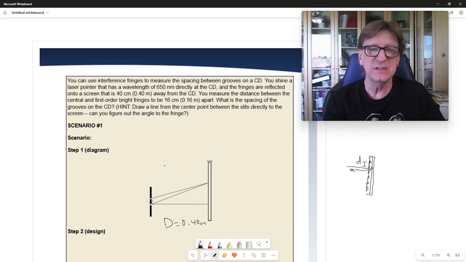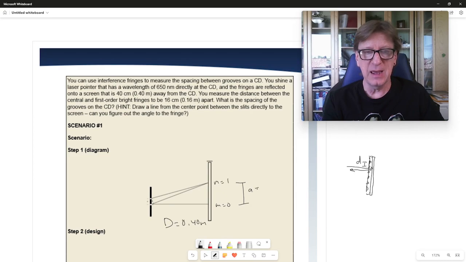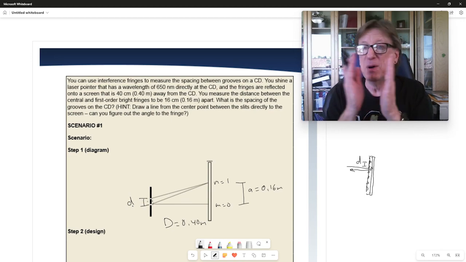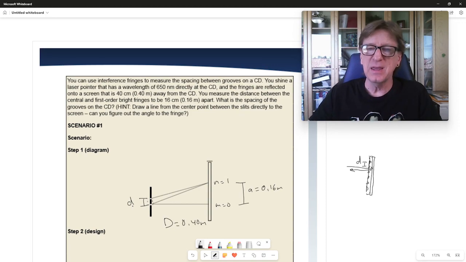Okay, we measure the distance between the central, here's our central, this is m equals 0, and this is m equals 1. So this is our first bright point here. Here's our central one, here's a bright one. We measure that distance, and we'll call that A, to be 16 centimeters apart, so 0.16 meters. All right, we want to know what is this d, the spacing in between those bumps, those grooves that are making the diffraction pattern that we see.